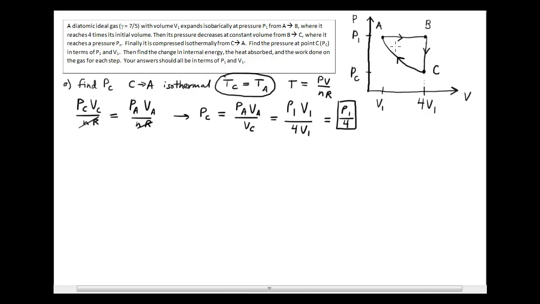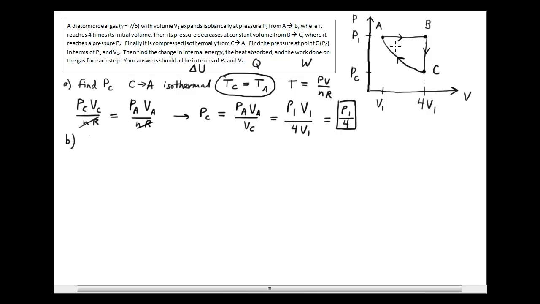So that's part A. Part B now is the meat of the problem, which is to find all these quantities. Delta U, right? Internal energy change is delta U. Heat absorbed, that's Q. Work done, that's W. And we want to find all three of those for each step, A to B, B to C, and finally C to A. And I said in class that it's always a good idea to make a table here.